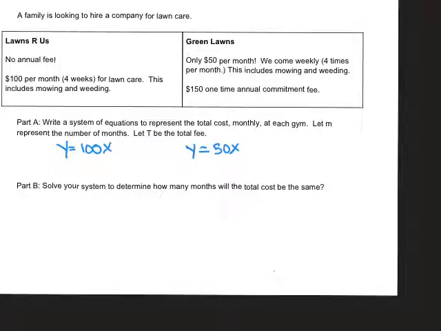Well, they come weekly, just like the other people do. And it includes mowing and weeding, just like the other people do. But there's a one-time annual commitment fee. So you have to start with plus 150 before they will come out per month. Well, if we only do 1 month, which one's the better deal?